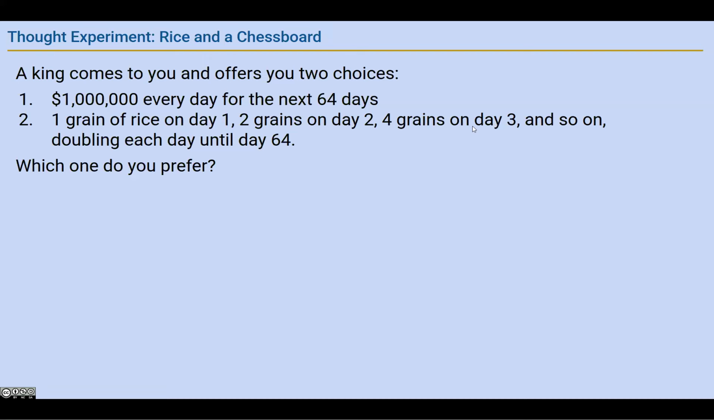Why? Because I know the two is the exponential growth, but it's rice and it's not a conventional thing. Yeah. Two is the exponential growth, but it is rice. How valuable can rice be?